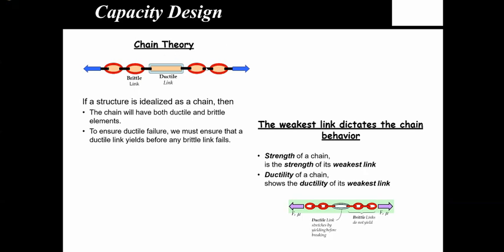Let's imagine a chain, right? You have multiple brittle links and one ductile link. If we assume our structure is idealized as a chain, the chain will have both ductile and brittle elements, right? To ensure ductile failure, we must ensure the ductile link yields before the brittle links. Otherwise, the brittle will fail, right? The weakest link dictates the chain behavior. The strength of the whole chain is the strength of the weakest link. Similarly, the ductility of the whole chain is the ductility of the weakest link. In the bottom picture, you can see the brittle links are not going to yield, whereas the ductile link stretches, and that governs the whole behavior of your entire chain, right?